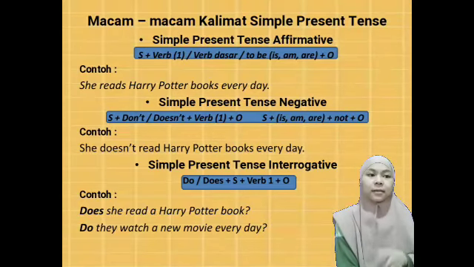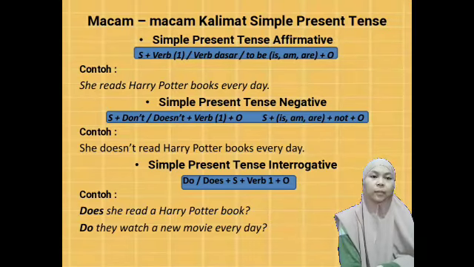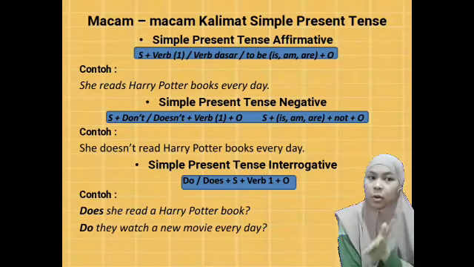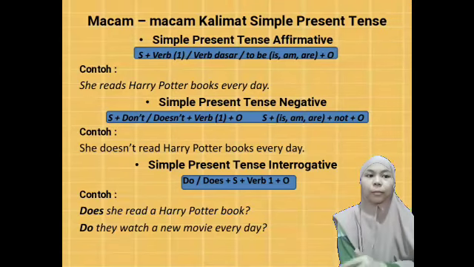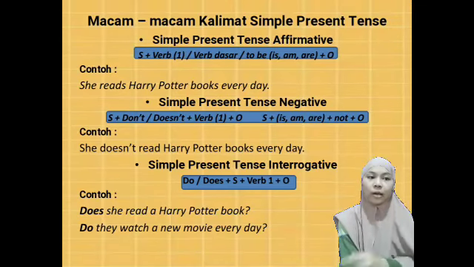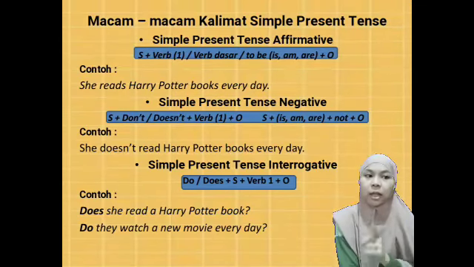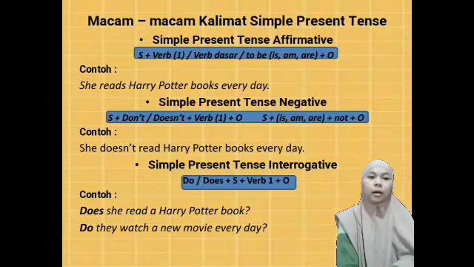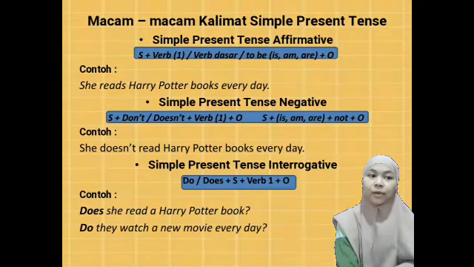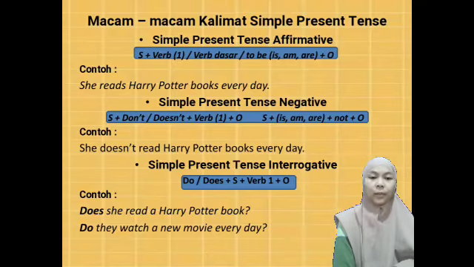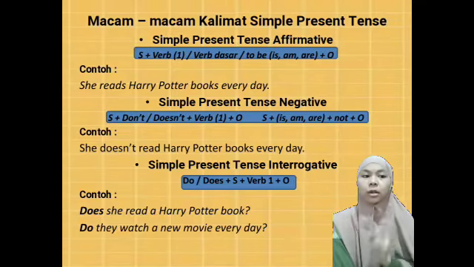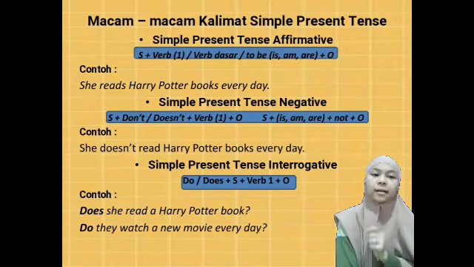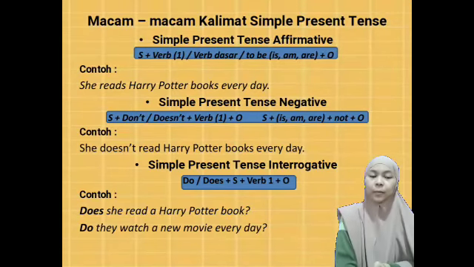And the next is simple present tense negative. So the pattern is subject plus don't or doesn't plus verb plus object, or subject plus to be is, am, are plus not plus object. And the last is simple present tense interrogative. The pattern is do or does plus subject plus verb 1 plus object. For example, does she read Harry Potter books?